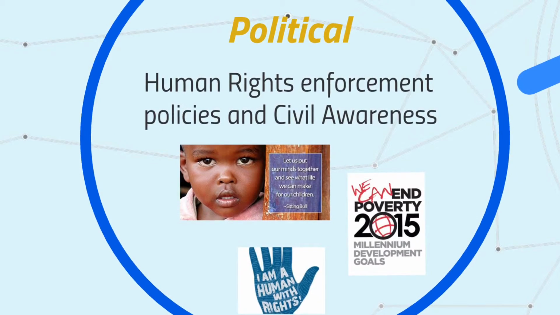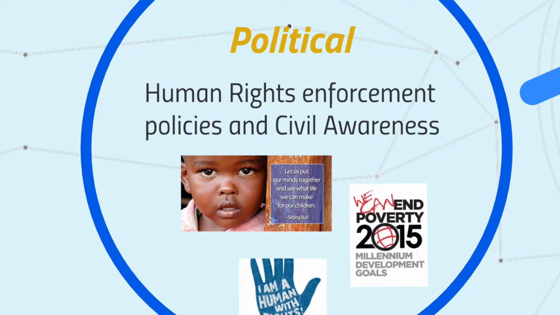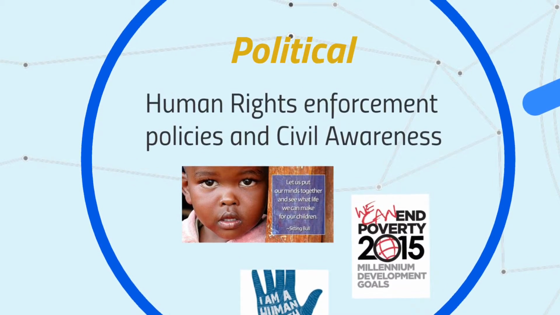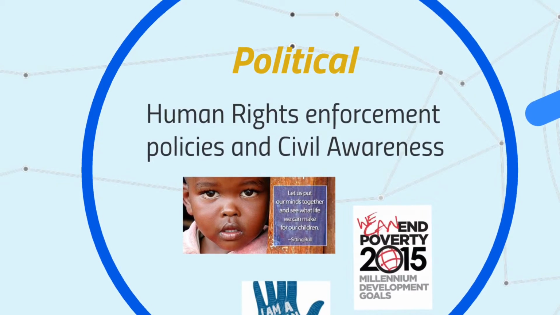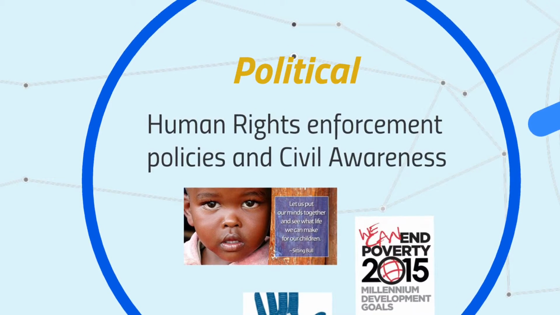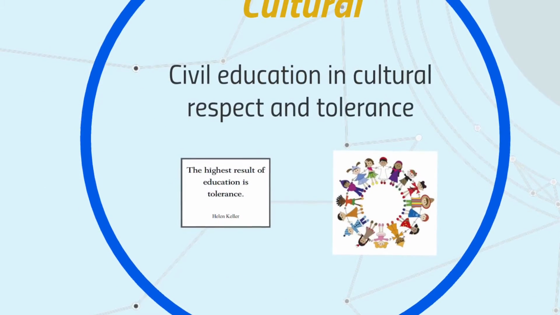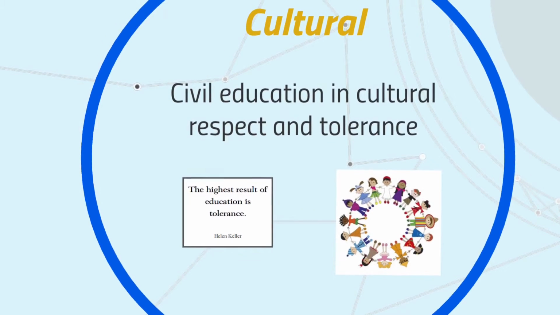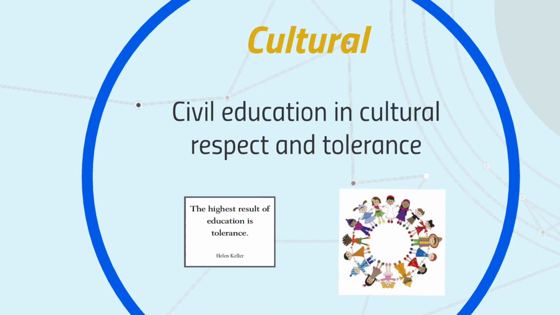For political solutions, human rights enforcement policies and civil awareness are basic. Sitting Bull said that we should put our minds together and see what we can make for our children. We should teach every child how to help others so they can grow into the youth and adults that won't have to live with poverty or its discriminative effects any longer. For the cultural solution, civil education in cultural respect and tolerance is necessary. Let's recall that one of the highest results of education is tolerance.